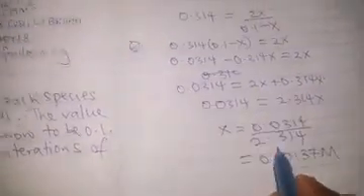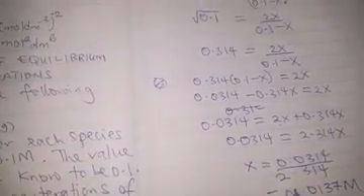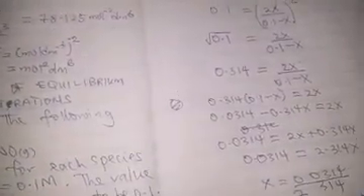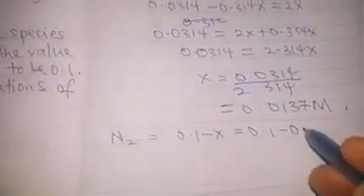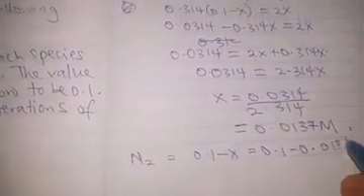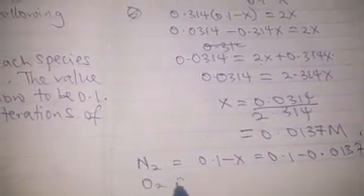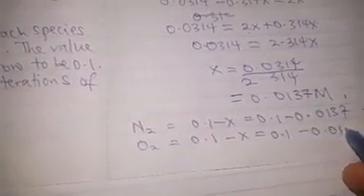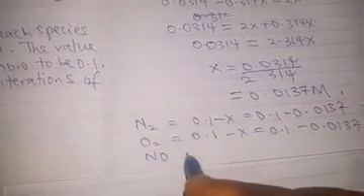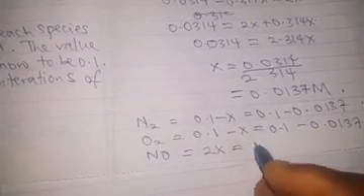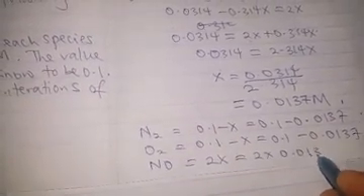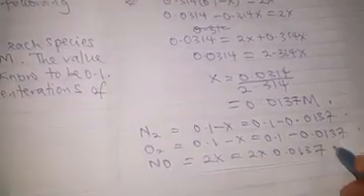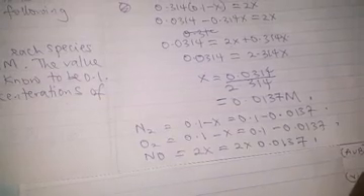So we can now say that the equilibrium concentration, we are asked to find equilibrium concentrations. Now the equilibrium concentration for N2 is 0.1 minus x. That means 0.1 minus 0.0137. You can check that. For oxygen it is the same value, 0.1 minus x, which is 0.1 minus 0.0137. Then for NO it is 2x, which means 2 times 0.0137. Okay, so that is it for that.